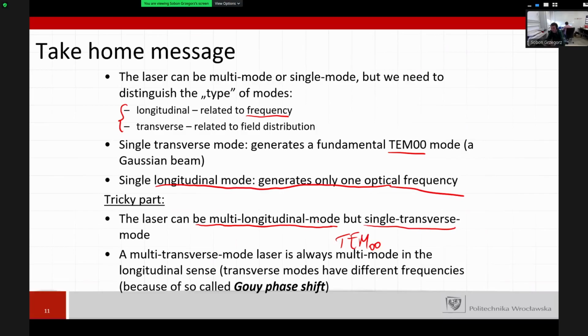This is what you see in the laboratory, where you analyze the mode structure of the helium neon laser, and you can see that it has many longitudinal modes, like 4 or 5 modes. But if the laser has many transverse modes, you need to remember that each transverse mode will have a different frequency. So it will actually be a different longitudinal mode.